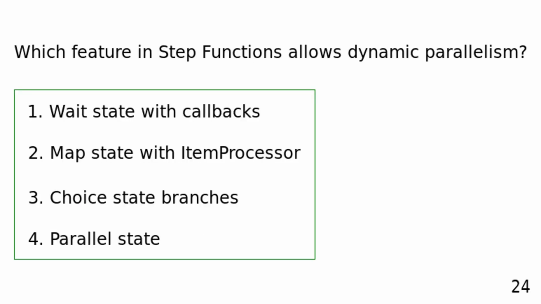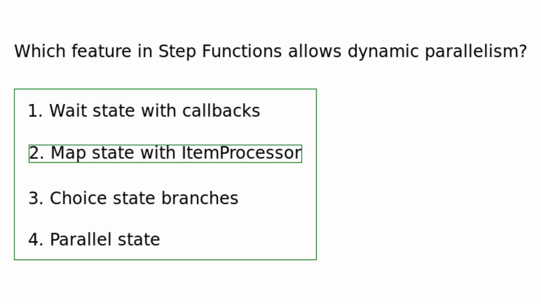Which feature in Step Functions allows dynamic parallelism? Wait state with callbacks. Map state with item processor. Choice state branches. Parallel state. The map state with the item processor feature in AWS Step Functions allows for dynamic parallelism, adjusting the number of parallel executions based on the input array's size.